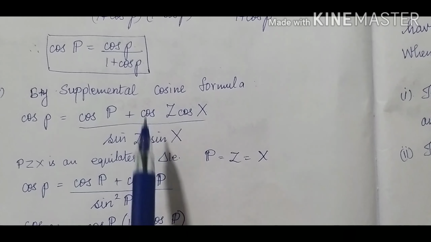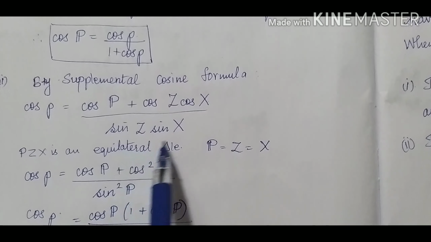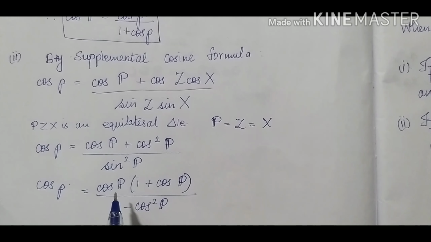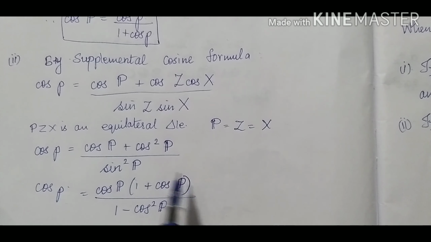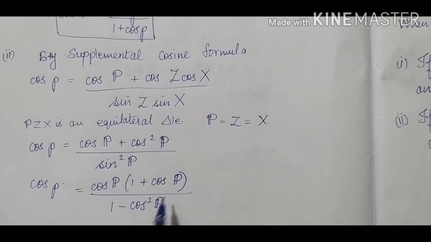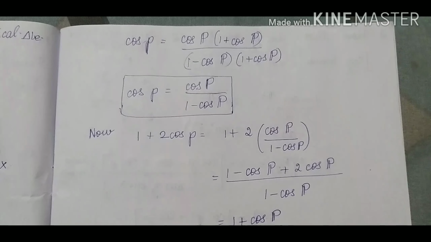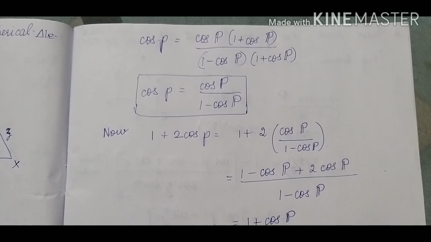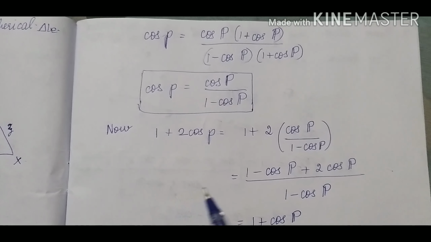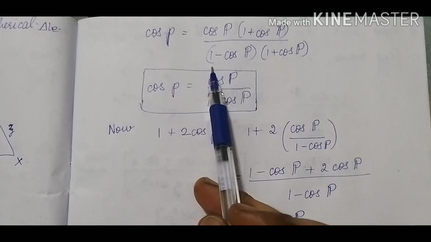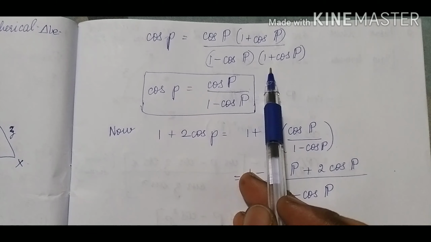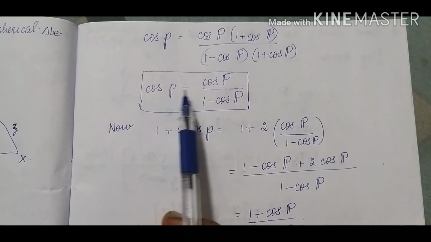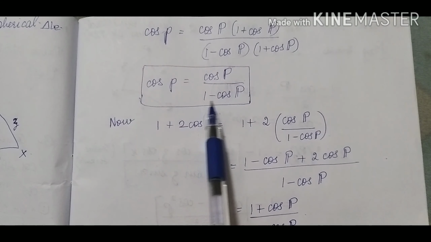So this can be replaced as cos square P, and the denominator can be replaced as sin square P. Again, taking cos P common, we get cos P into 1 plus cos P. The denominator becomes 1 minus cos square P. So again, the denominator is of the form a square minus b square. We can write it as a plus b into a minus b. So we get 1 minus cos P into 1 plus cos P. Cancelling off this term, we are left with cos small p equals cos capital P divided by 1 minus cos capital P.